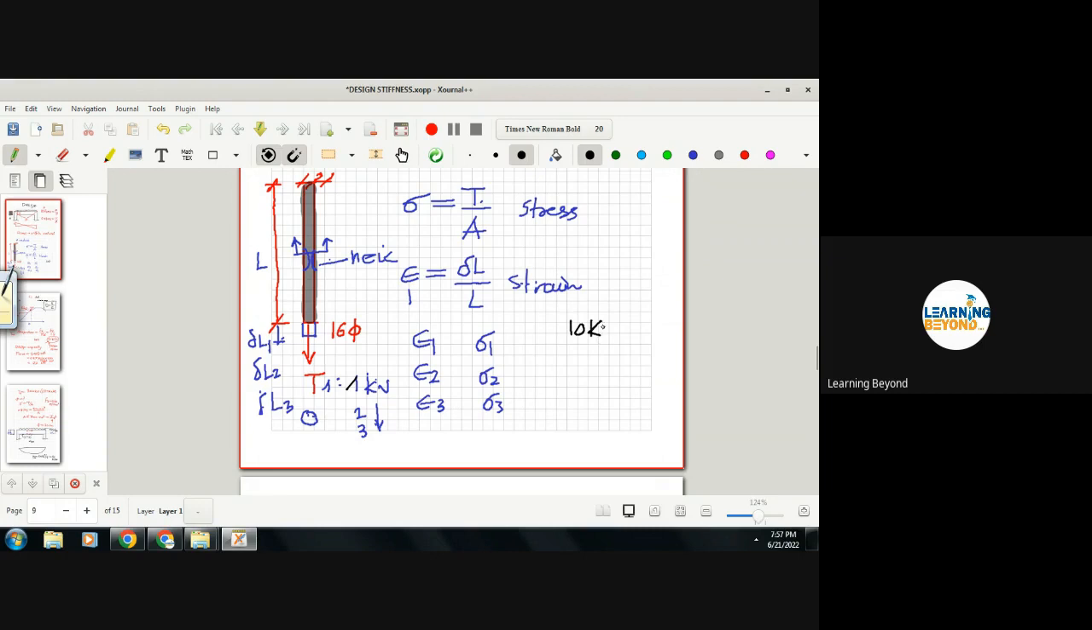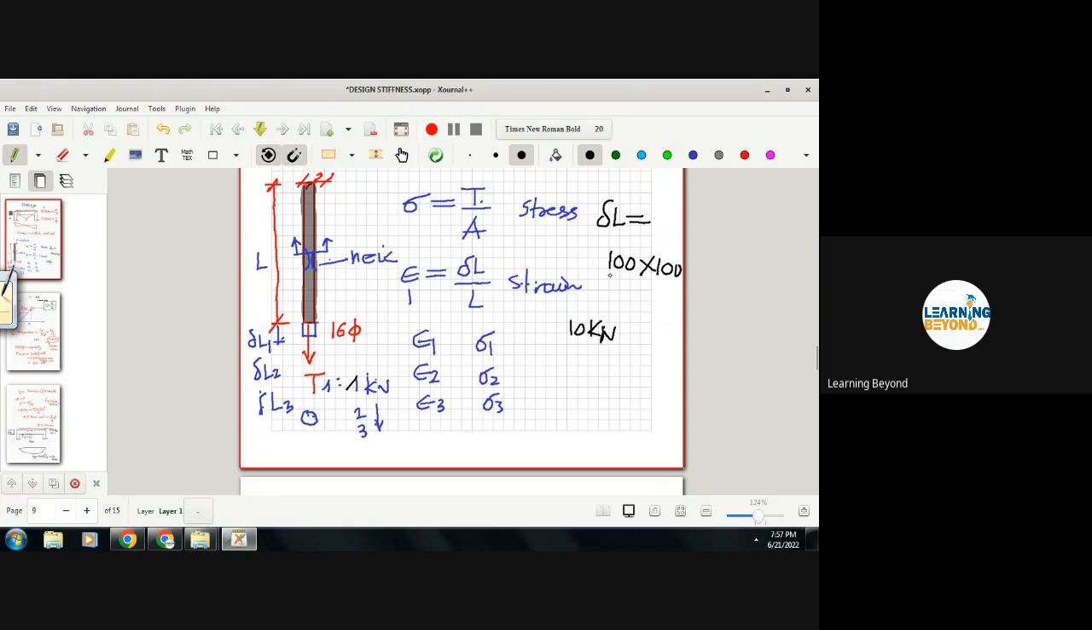For the steel rod, let's say a square steel rod with a 100 by 100 mm cross section. Apply a force of 10 kilonewton to that, and note delta L.